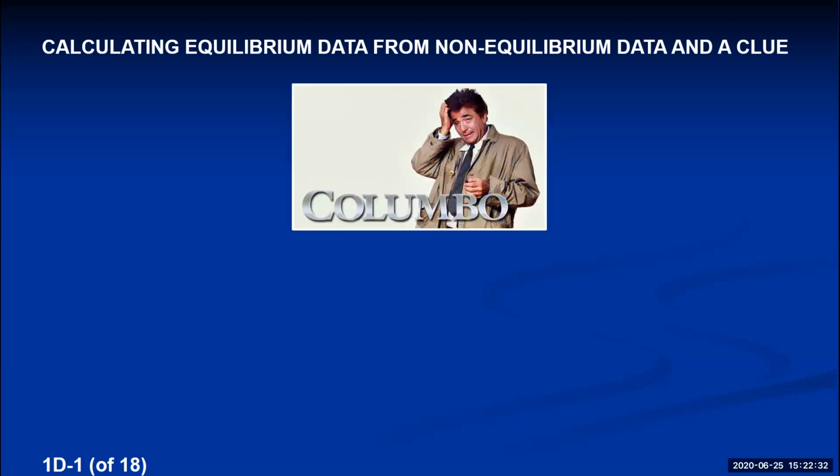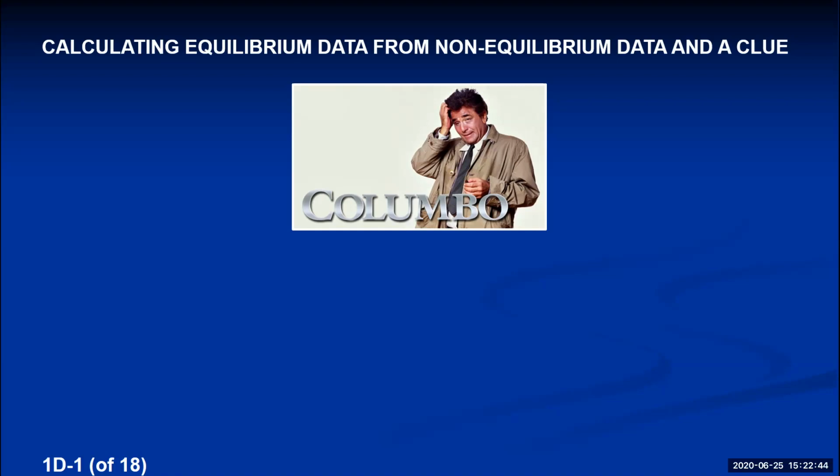This is lecture 1D, and we've been working on calculating equilibrium data from non-equilibrium data and then some other type of clue given in the problem somewhere. We've already done a few examples like that. Essentially, these are kind of like murder mysteries. If you ever used to watch Columbo, the detective from Los Angeles who would solve mysteries, he would track down the clues and figure out who committed the murder or the crime.